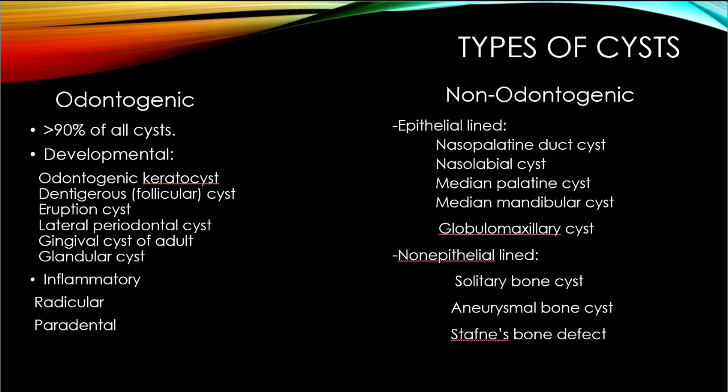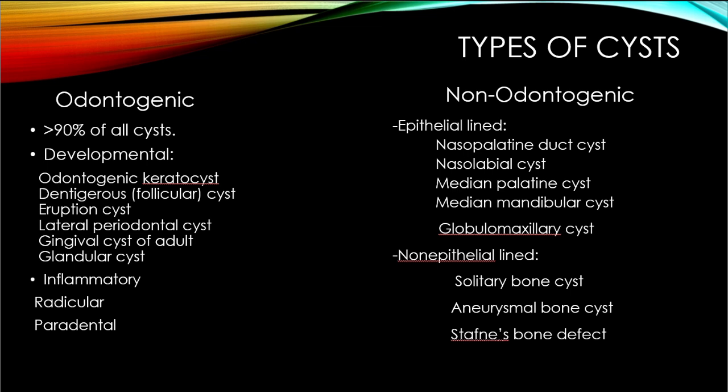To summarize the types of cysts, we will talk about them later. Odontogenic or non-odontogenic cysts. The odontogenic are 90% of all the cysts. They can be developmental or inflammatory. The inflammatory is more common. Radicular cyst is the most common cyst that we can see. The developmental ones include odontogenic keratocyst, dentigerous, eruption, lateral periodontal, and so on.